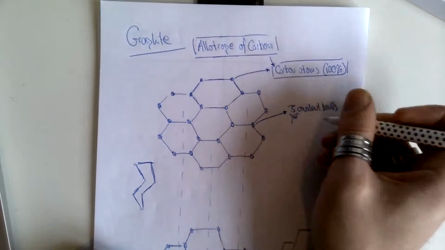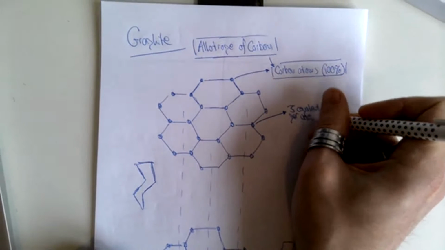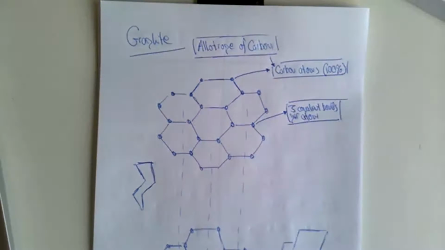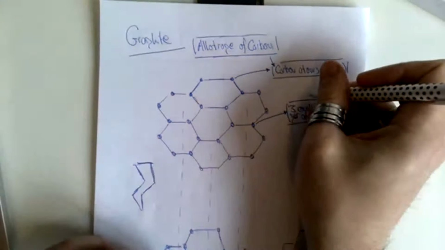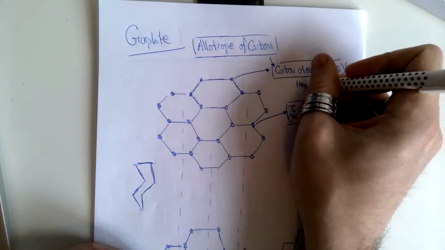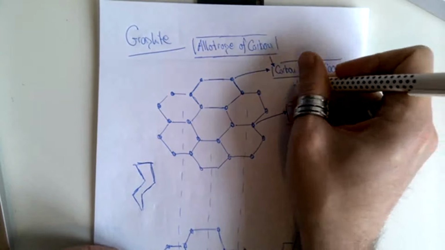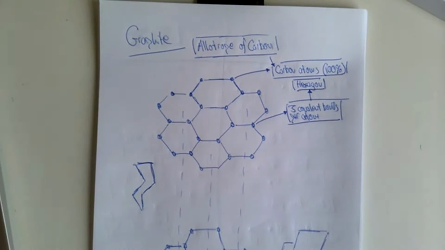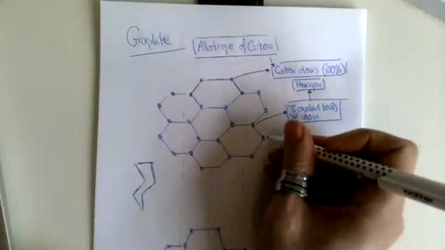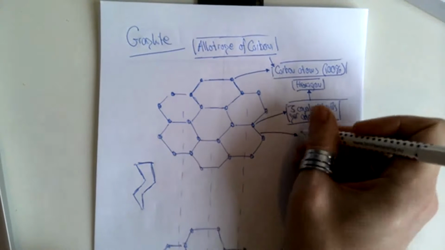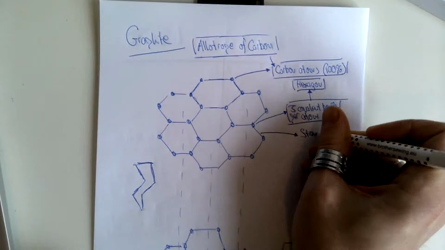So it creates a slightly different shaped structure. So 3 covalent bonds per atom, and it creates a hexagonal structure. But just bear in mind that obviously the covalent bonds between each of the carbon atoms are still strong covalent bonds.